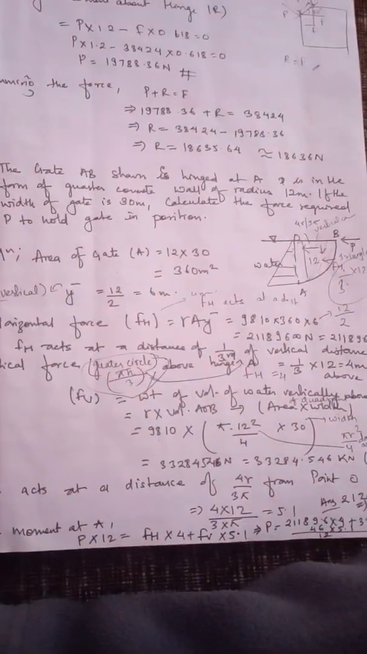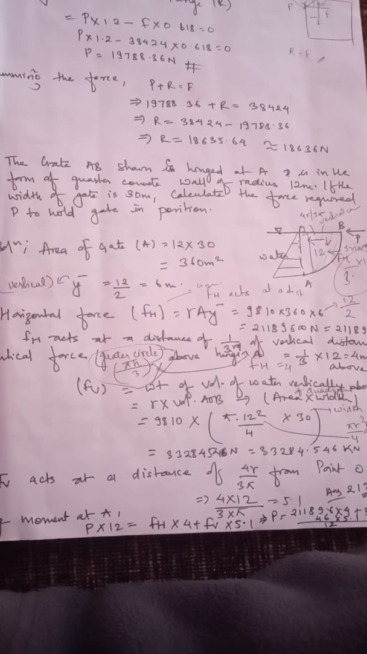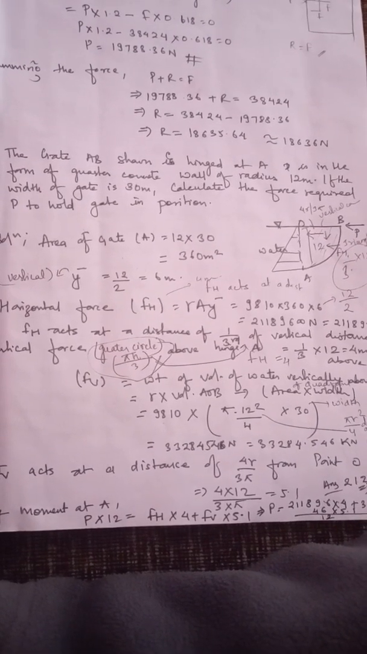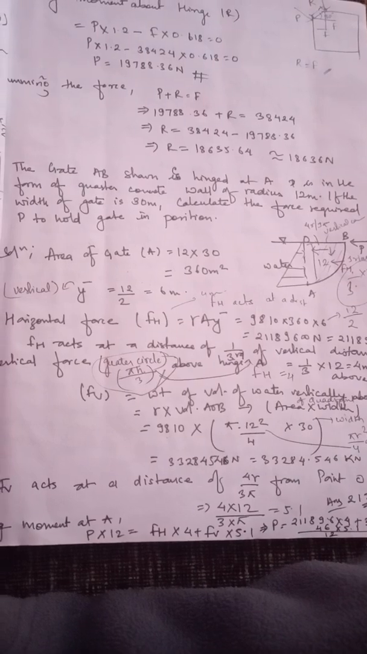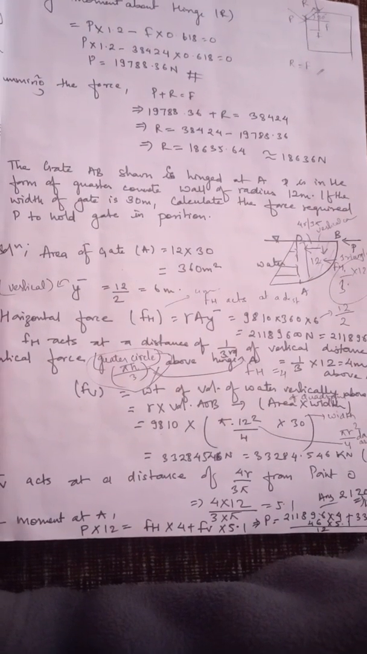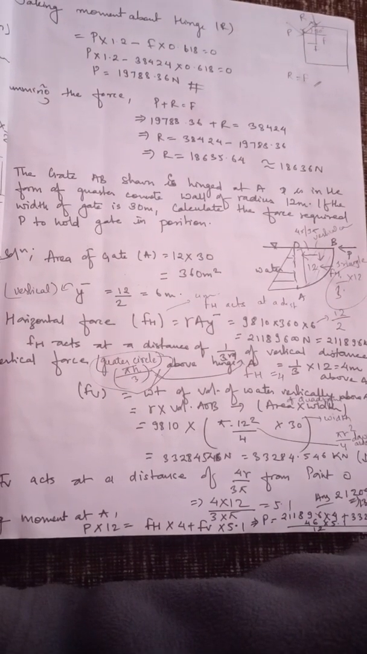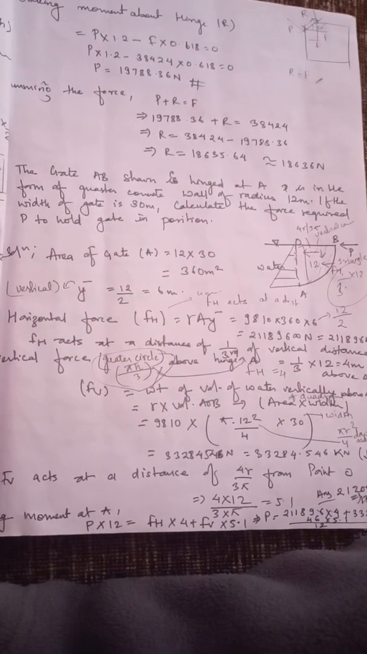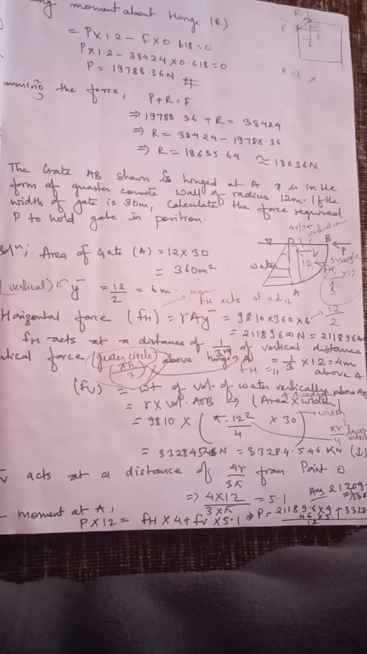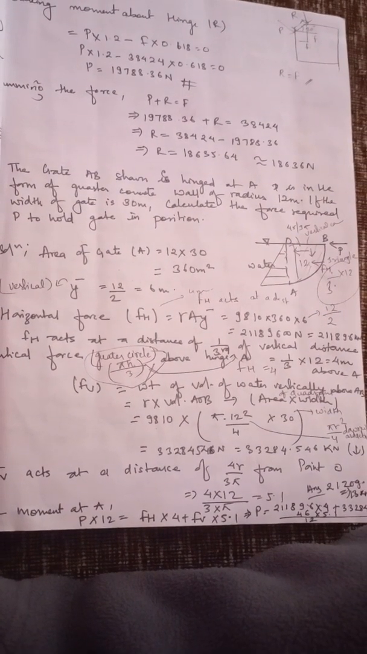So let's go through question number 2 then. The gate AB shown is hinged at A, in the form of a quarter circular concrete wall of radius 12 meter. The width of the gate is 30 meter. Calculate the force required, P, to hold the gate in position. So it is the quarter circular. Let's go through the area then. Firstly, how can we find the area? Through the rectangular portion, 12 into 30. Y bar also we can find similarly, 12 upon 2, depth upon 2.